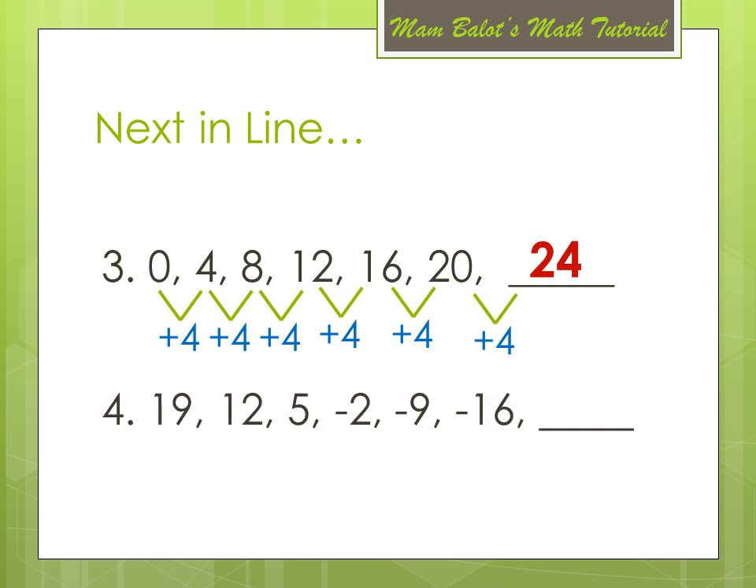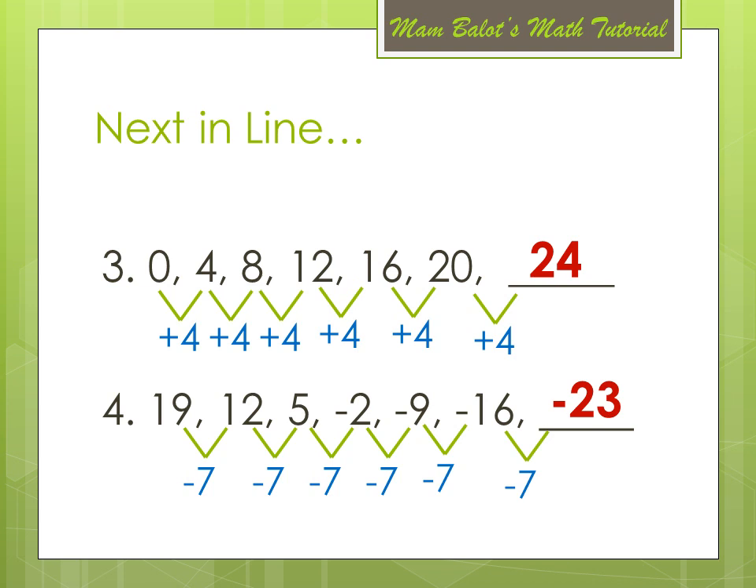In number 4, we have here a negative 7. We have to add a negative 7 or subtract by 7. So 19 minus 7 is equal to 12. Subtract another 7, it is equal to 5. Minus 7, it would be negative 2, and so on. So therefore, if we add another negative 7, the result must be negative 23.